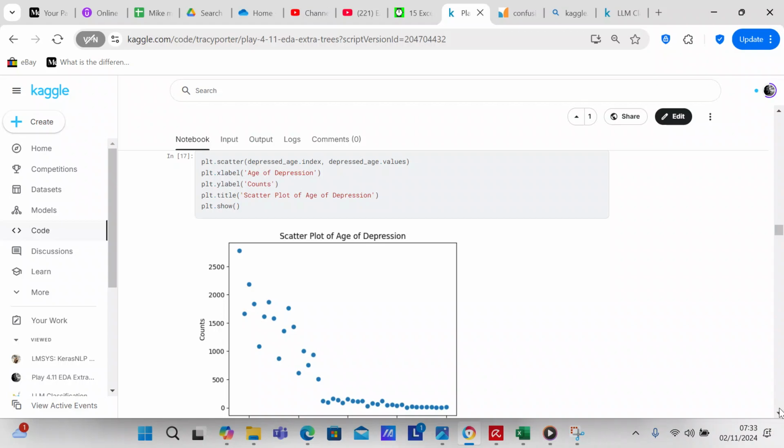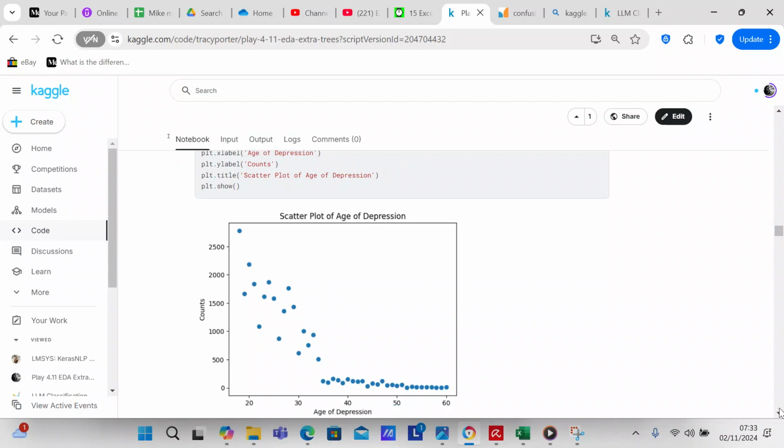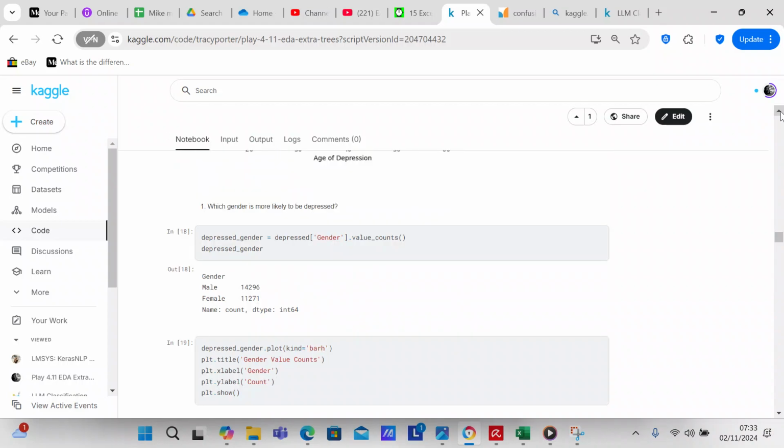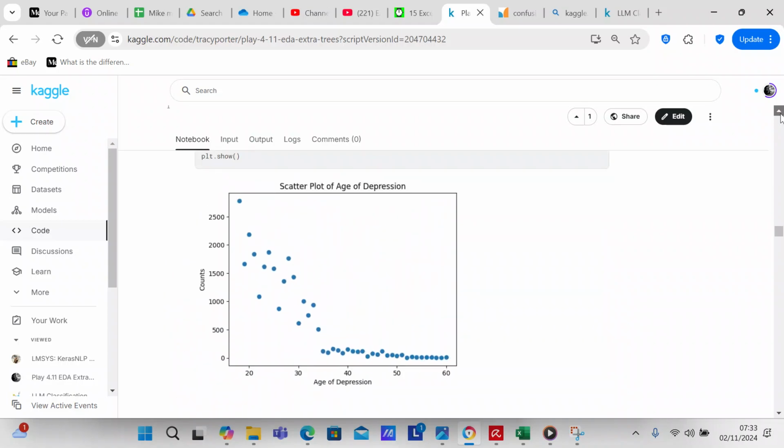But we did a scatter plot using Matplotlib, and this is what we found. We found that younger people tend to be more depressed than older people, and as the age increases, the depression decreases. But in India, I think your median age is going to be lower than your median age in the UK.